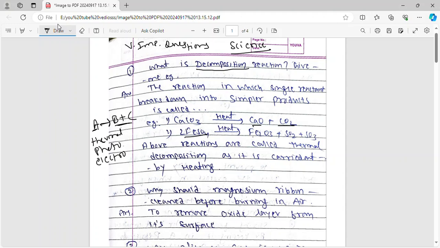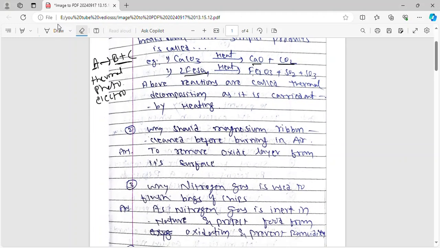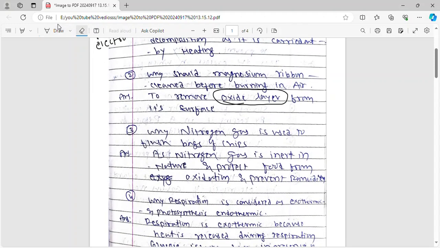Okay, right? The next question is, why should a magnesium ribbon be rubbed or cleaned before burning in air? The magnesium ribbon is rubbed to remove the oxide layer from its surface, correct? Right. The next question is not from this chapter, it is from another chapter.